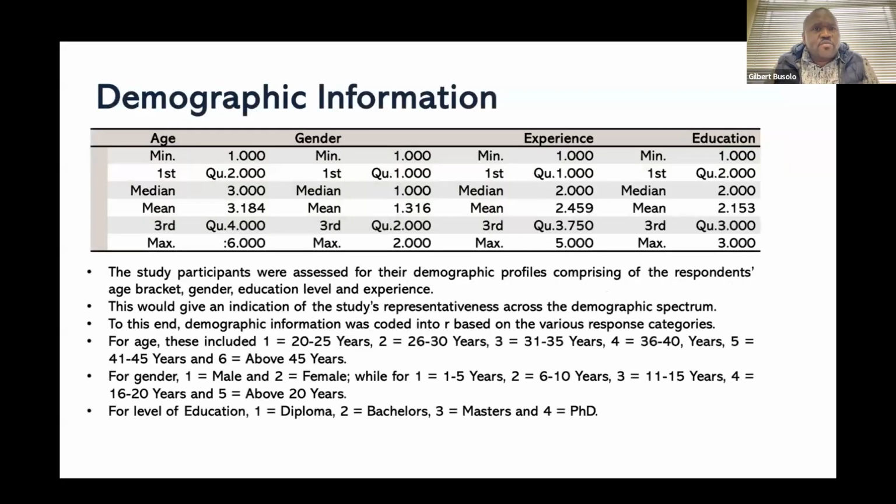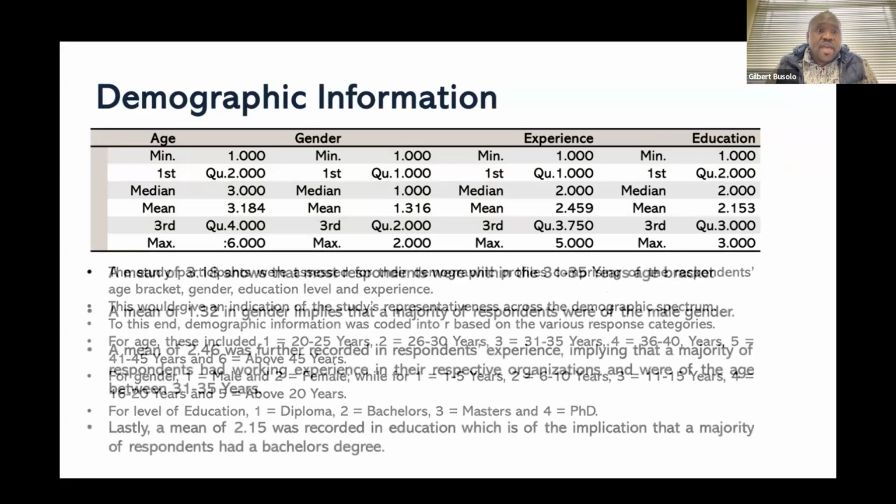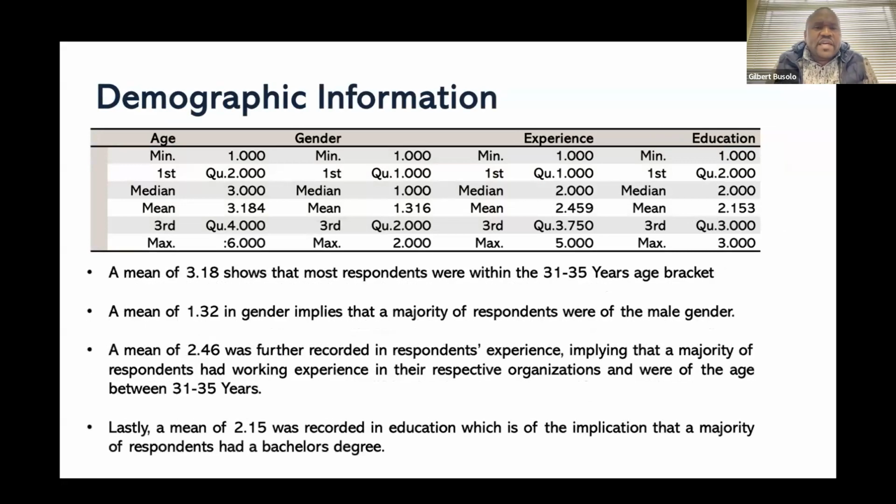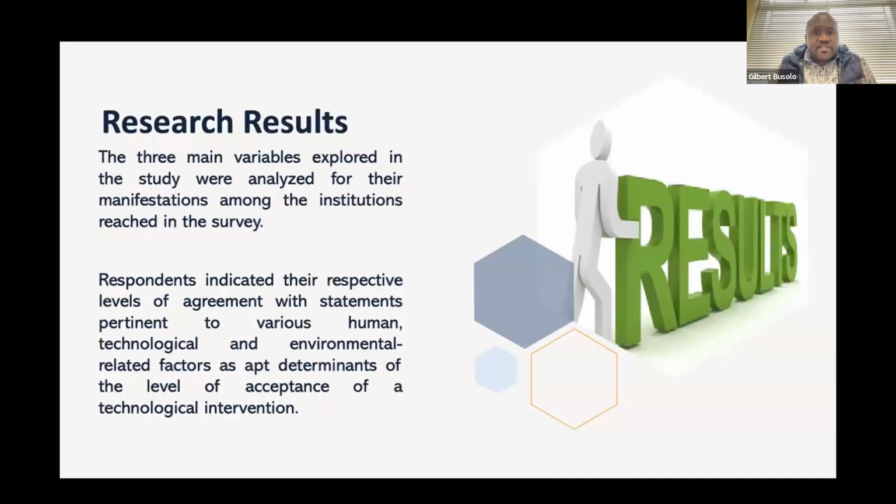83.1%. Looking at the demographic information of the respondents, we looked at the age, the gender, experience, and even education level. And from here, you can clearly say that we had an average of 31 to 35 years of age in terms of the respondents. Of male gender, male were more than female. And then also, the majority of these respondents at least had a bachelor's degree.